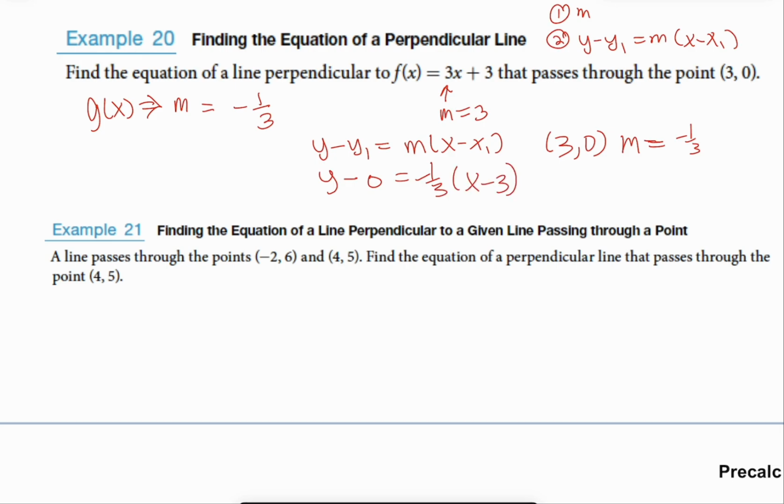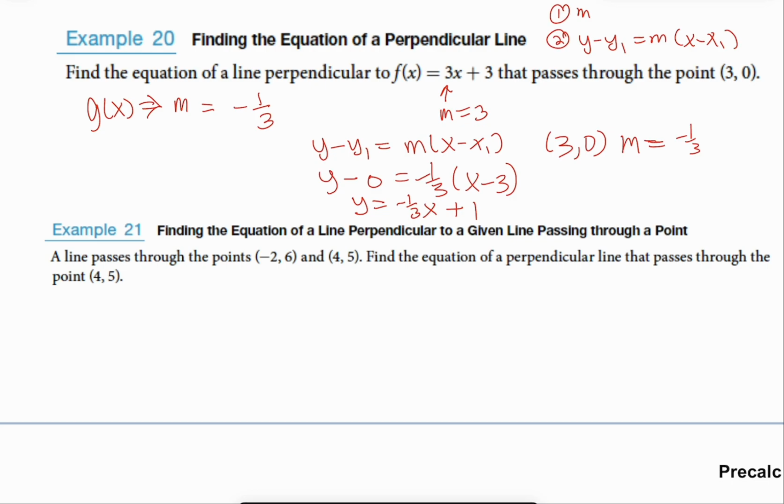Now, most of the time they will ask you to put your linear equation in slope-intercept form. That is our most common form to just be able to look at it and graph it very quickly. What's great about this one is the 0 there. We don't have to move anything. We just have to distribute the -1/3 slope. So we get y equals -1/3 x plus 1. And you can check any of these on Desmos. If you plug in y equals 3x plus 3 and y equals -1/3 x plus 1, your second line should be perpendicular to your first line, and it should go through the point (3, 0).